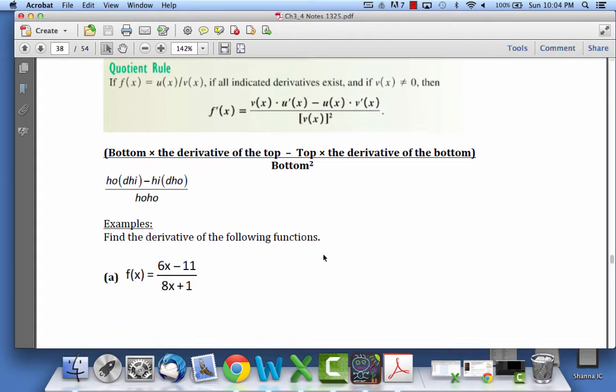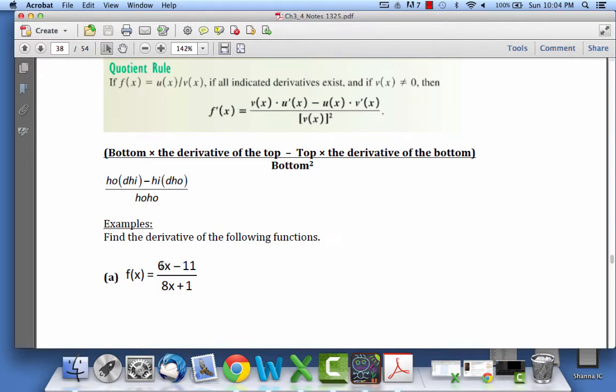Okay, so the quotient rule, it does matter. The top needs to be called u, and the bottom needs to be called v. This is where you have a fraction with a polynomial on top and a polynomial on the bottom. And instead of u prime v plus v prime u, it's u prime v minus v prime u over v squared.